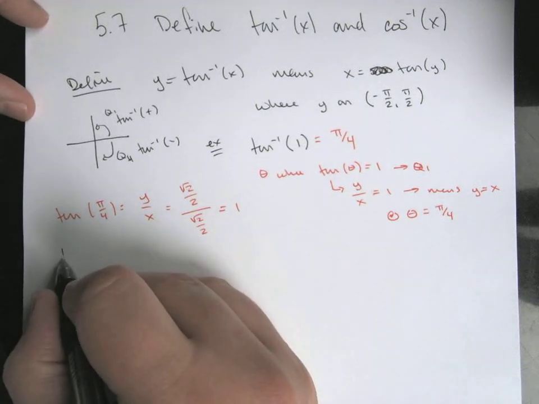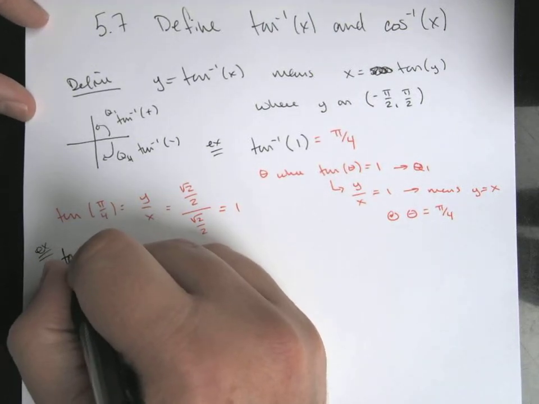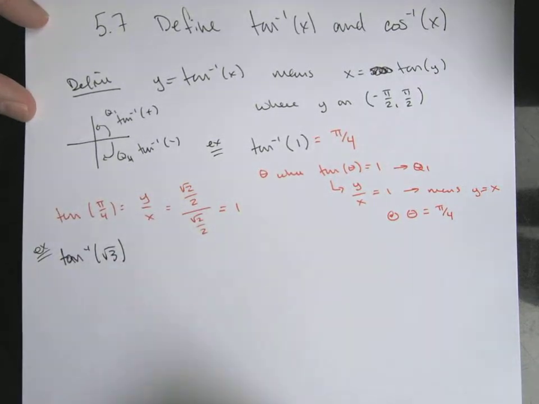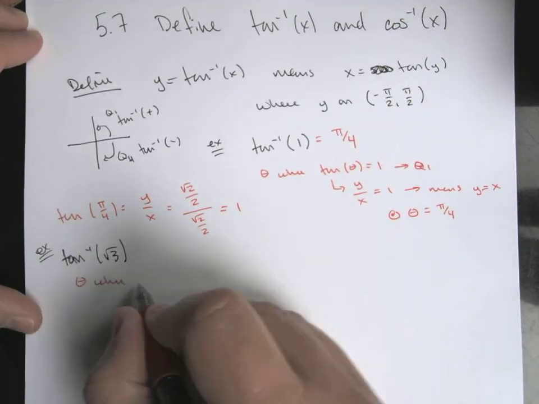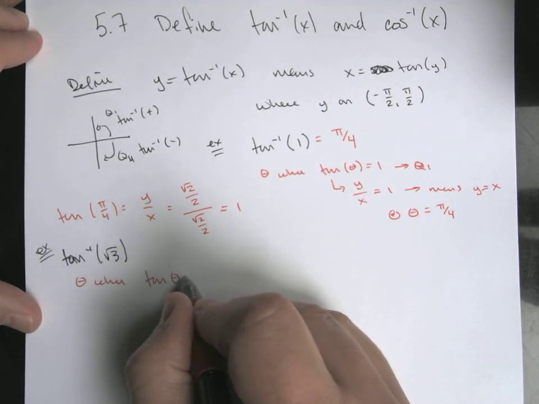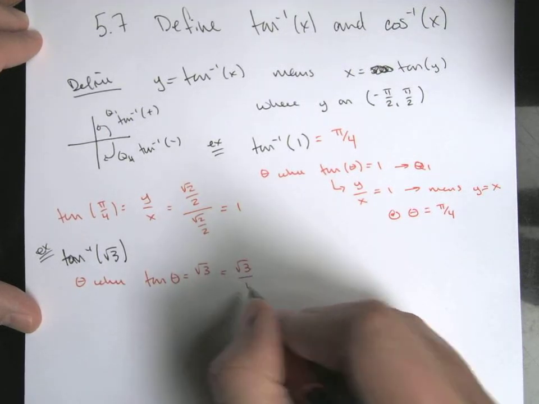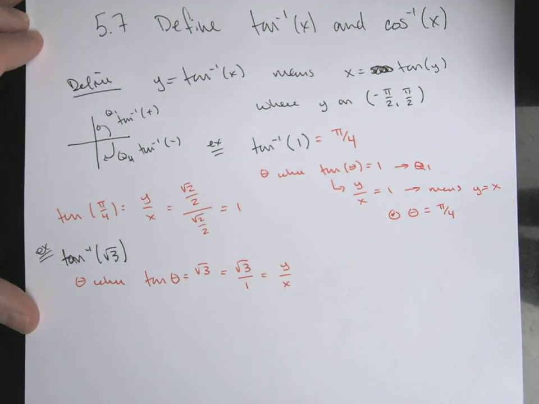Let's do, just as another example, tangent inverse of root 3. Let's just see if we can work this out. So this is the angle where tangent of the angle is supposed to be root 3. So in theory, that would be root 3 over 1. And so the idea is that should really sync up with a y value divided by an x value. That's really what we should be doing.